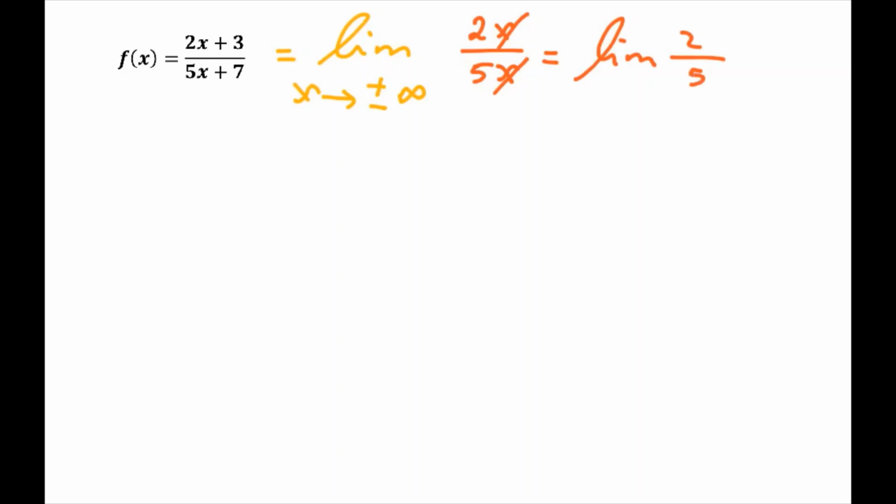Well, the non-formal way says if the limit as x approaches positive or negative infinity, we're dividing the leading term by the leading term. That's going to be the limit of 2 over 5 as x approaches positive or negative infinity. Well, it's a constant, so it stays 2 over 5.